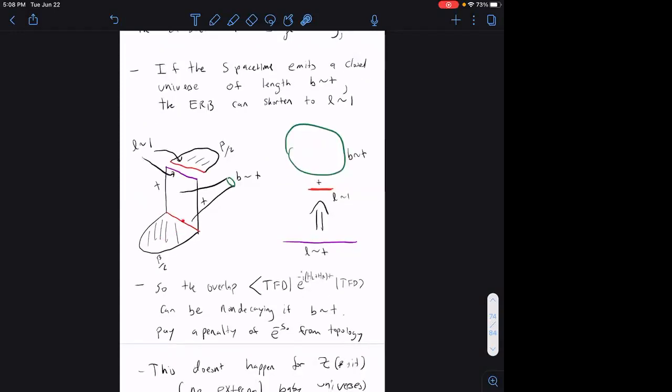altogether, if you look at this process here, you create the thermal field double state, you evolve so that it gets really long, you emit a baby universe of size T, then the Einstein-Rosen bridge becomes short, and then you take the overlap with the thermal field double state. This overlap is now allowed to be non-decaying because this length is short and this length is short, so this gives a large overlap. The only thing that makes it small is the fact that this topology has changed. So it doesn't decay in time, but it's small because of the topology.